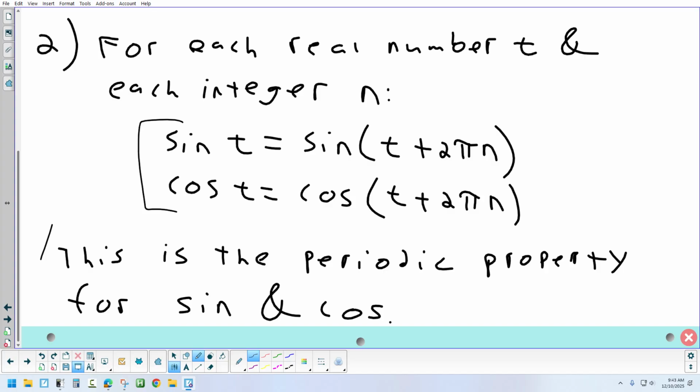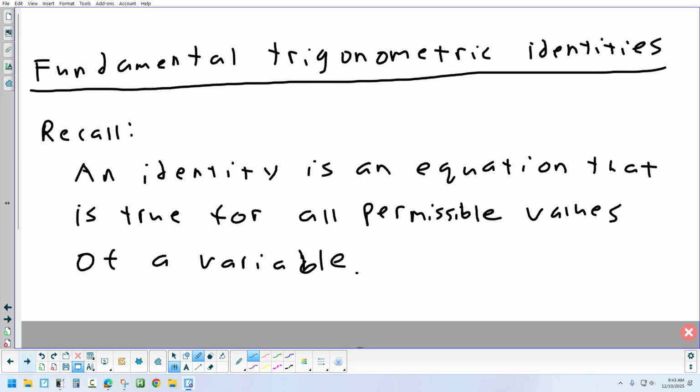Any questions on that? Okay, and the last property.